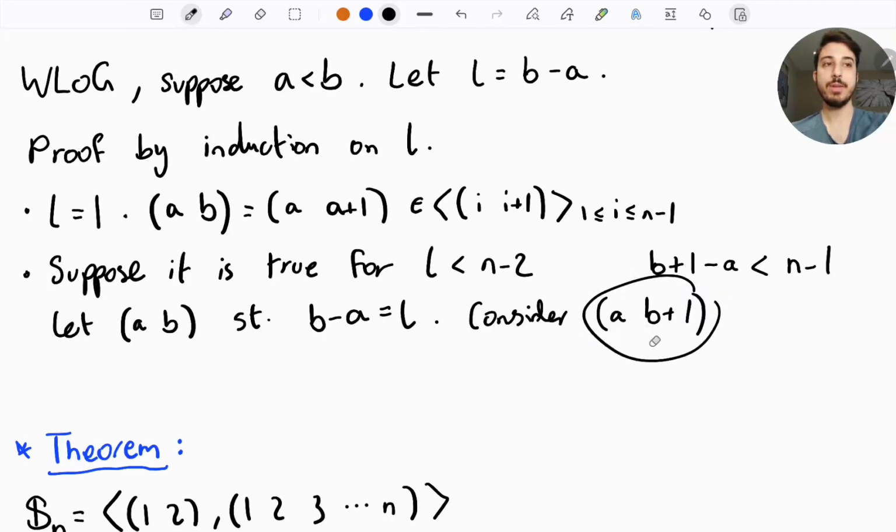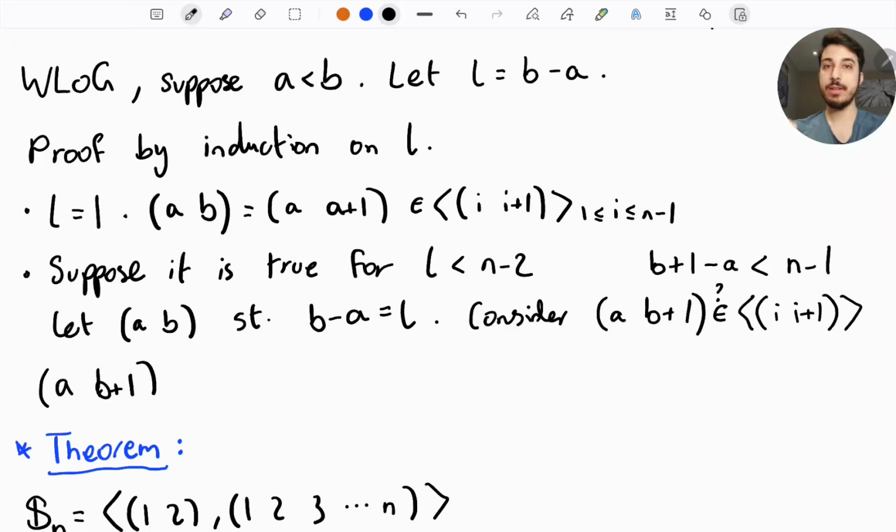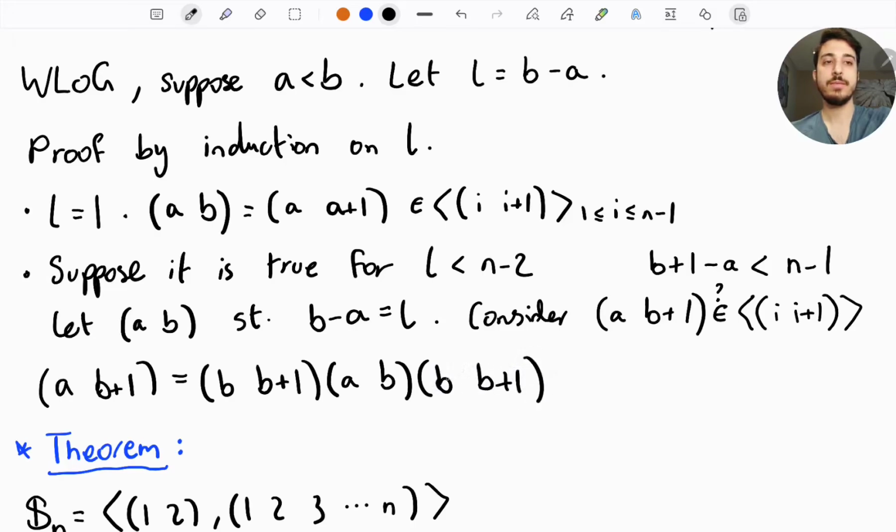So this is what we're trying to prove. We're trying to prove that (A, B plus 1) is an element of the subgroup generated by the consecutive transpositions, knowing that (A B) is an element of that subgroup. So we have that (A, B plus 1) can be written very smartly as the product of (B, B plus 1), (A B), and (B, B plus 1). So by making the (A B) appear, we can use the fact that (A B) is an element of the subgroup generated by (I, I plus 1). Because this is an element, and this, of course, is a consecutive transposition, so it's an element, and that also is an element of this subgroup.